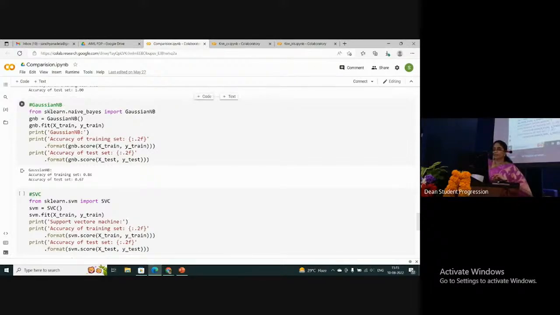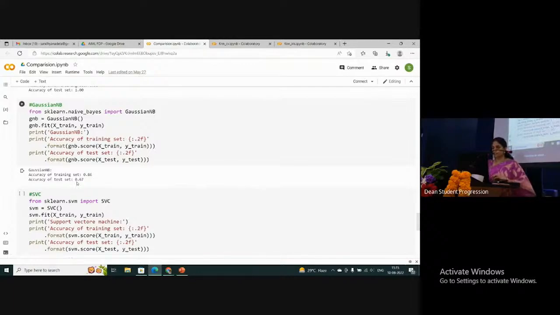If you look at this, I made use of sklearn. I have made use of Gaussian naive Bayes, which is the standard one we generally make use of. You import Gaussian naive Bayes, and then the same way you take your train-test split, calculate the accuracy, and print it: accuracy for the training set as well as for the test set. The training set is giving 86%, and the test set is giving 67%.